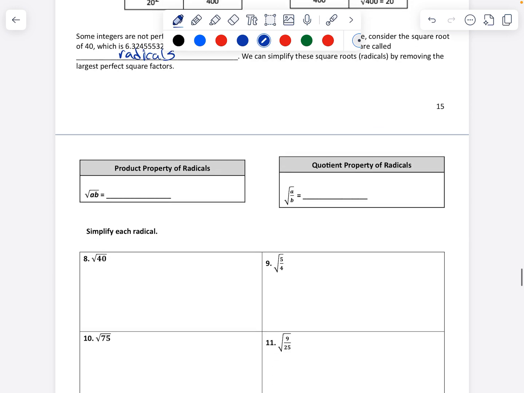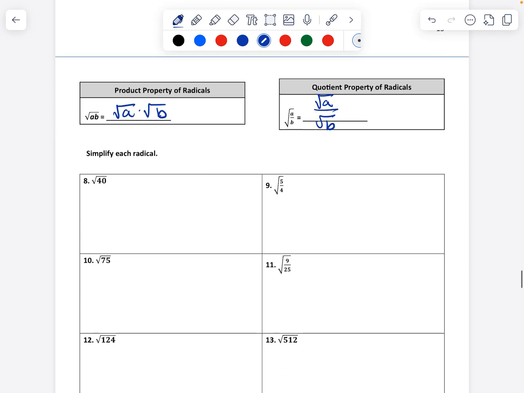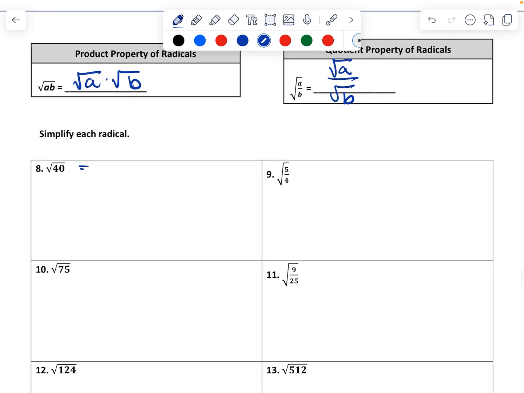For example, you can take the square root of a times the square root of b. We talked about this. You can take the square root of the top and bottom. So for example, the square root of 40 equals the square root of 4 times the square root of 10. So this is 2 square root of 10 in simplified form. We square root the top and square root the bottom. So this would be the square root of 5 over 2.